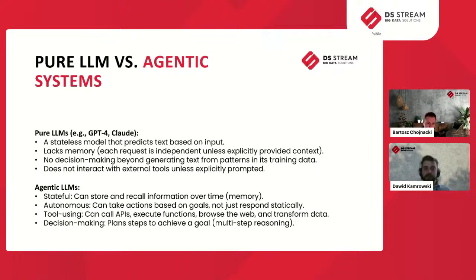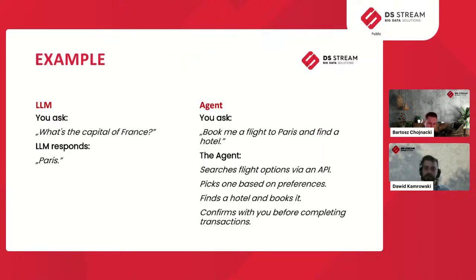Most importantly, it has decision-making capabilities, meaning it can break down complex tasks into steps and plan actions to achieve a goal. This shift from a static LLM to an agentic system is what enables real-world applications like AI assistants, workflow automation, and intelligent decision-making. Throughout this session, we will explore how to build and integrate these advanced AI agents effectively.